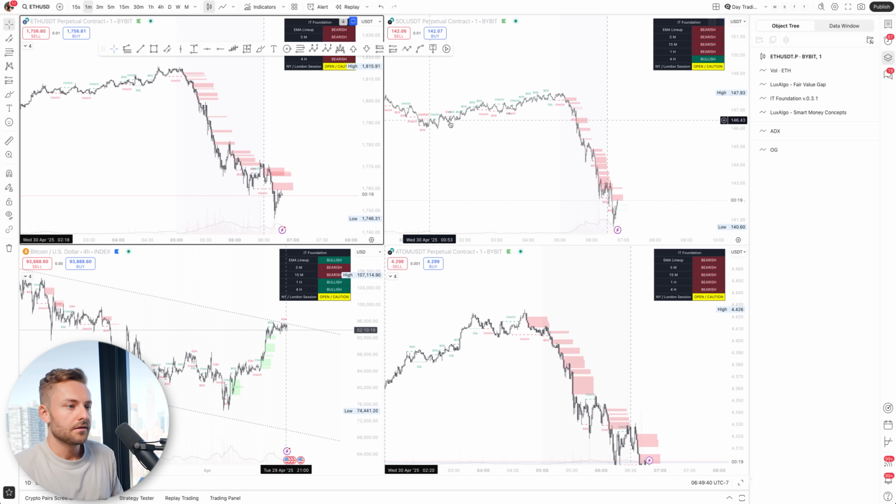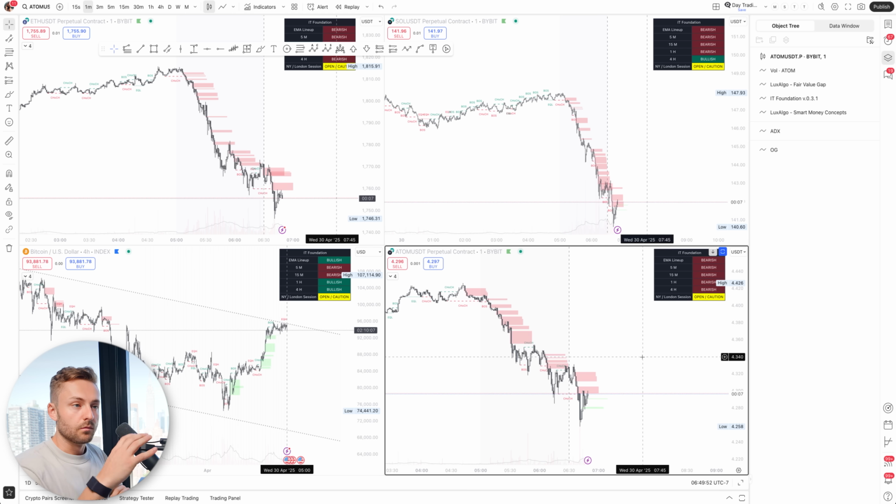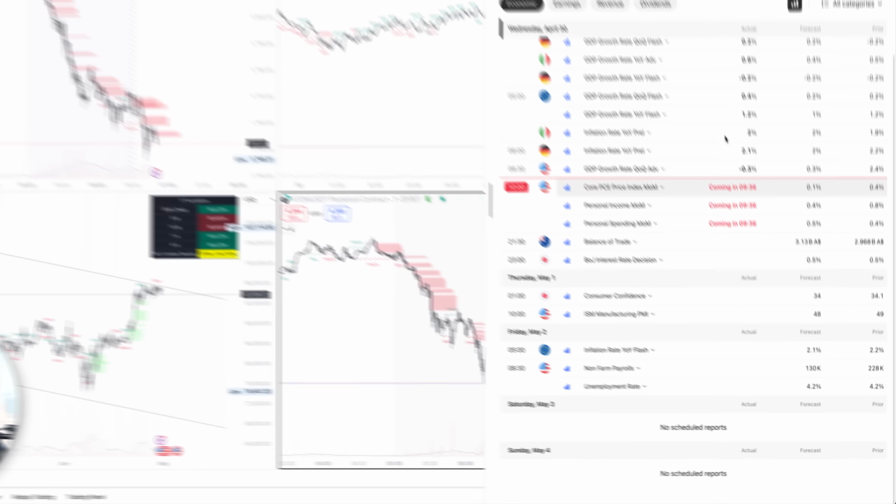Over here on this other monitor, this is what my setup looks like. I have ETH, Solana, and Atom, which are day trading pairs that I like to look at. This gives me a holistic view of which setup looks the best out of all of them. That way I know I'm not missing any good trade setups. Then what I'm going to do is open up this calendar button here, and I'm just going to keep my eye on any important pieces of high impact news that are going to move the market around.